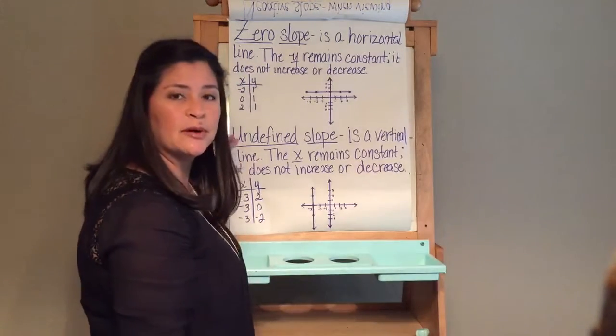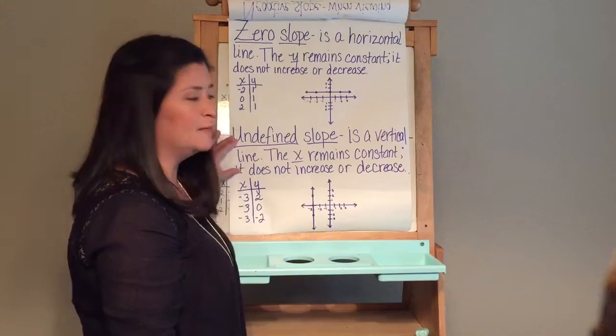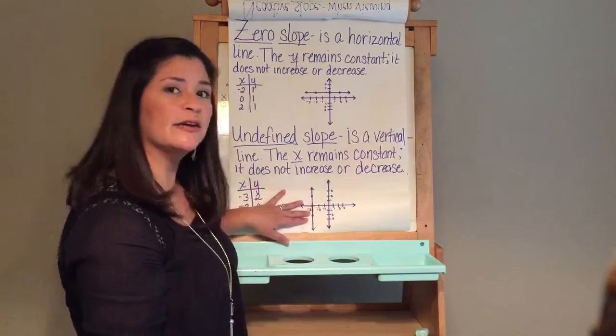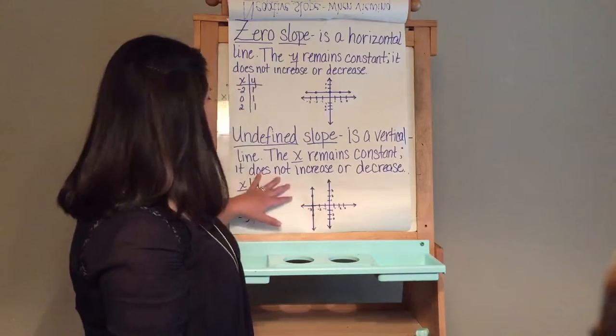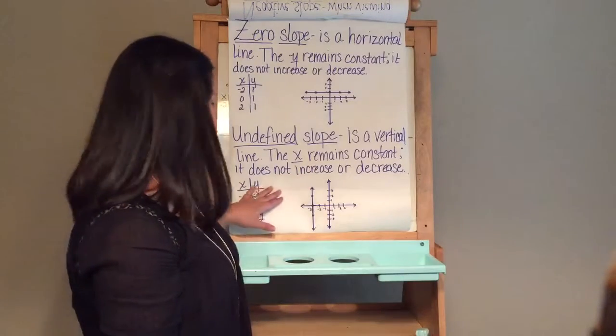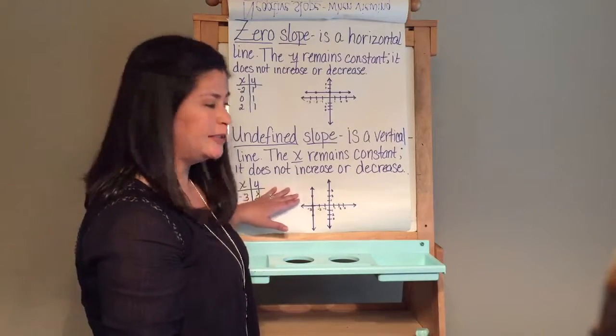And the last slope we're going to discuss today is the undefined slope. Now this appears as a vertical line on the graph. It's going to go straight up and down. The x coordinates are going to remain constant in this case. So it's not going to increase or decrease.